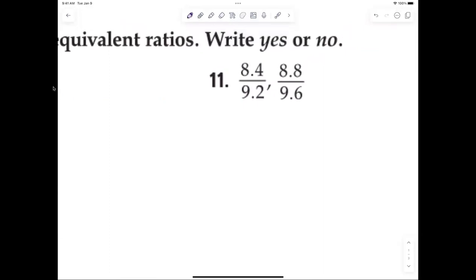All right, now let's look at number 11. Here we're just trying to see if they're equal. Now, first of all, I don't like the 8.4 and the 9.2, so I can just multiply them both by 10. Does everybody agree with that? So this is really just 84 over what? 92. And the other one would be what? 88 over 96. Now we're trying to see if those are equivalent.